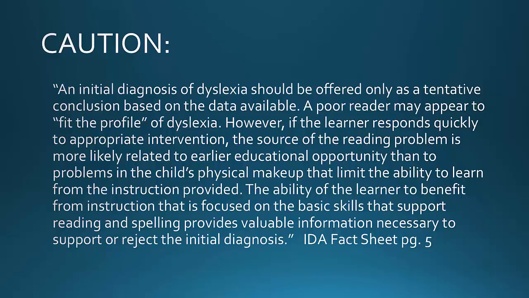However, if the learner responds quickly to appropriate intervention, the source of the reading problem is more likely related to earlier educational opportunity than to problems in the child's physical makeup that limit the ability to learn from the instruction provided. The ability of the learner to benefit from instruction that is focused on the basic skills that support reading and spelling provides valuable information necessary to support or reject the initial diagnosis. It's important to realize that the evaluation process involves a period of examining how students respond to the instruction.